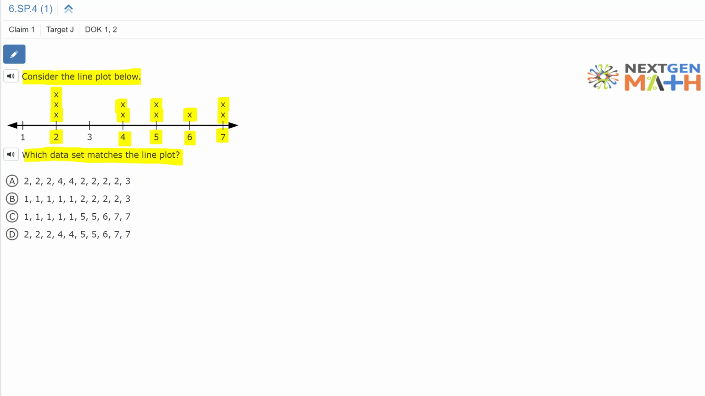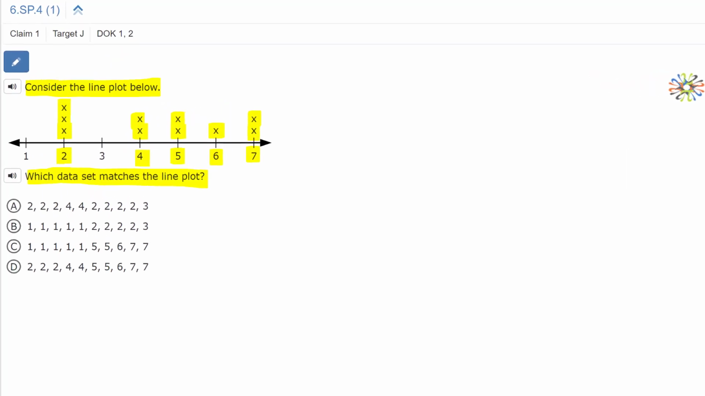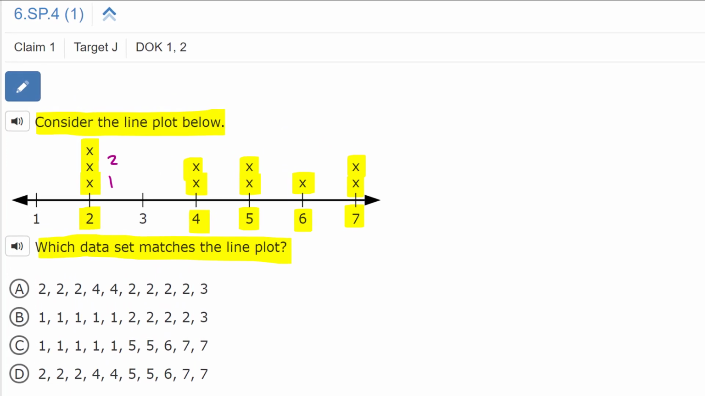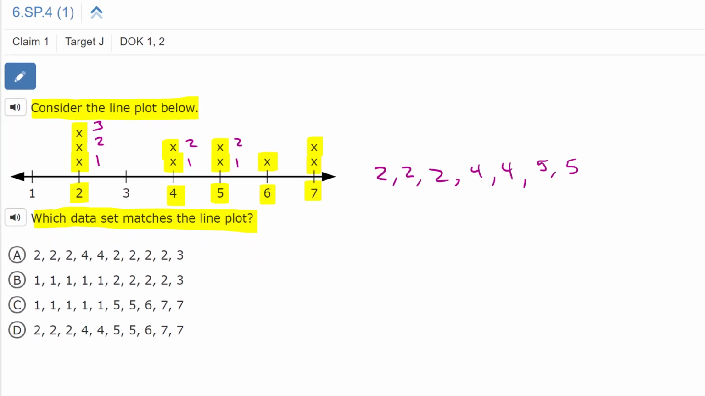Let's go back and write out the data points. For the number 2, there was 1, 2, 3 data points. So I'm going to put the 3 2s here. For the number 4, there's 1, 2 data points. So 1, 2. There's my 2 4s. For the number 5, there's 1, 2. So 2 5s. There's 1 6. And for the number 7, there are 1, 2 data points for 7. So there are my 2 7s.